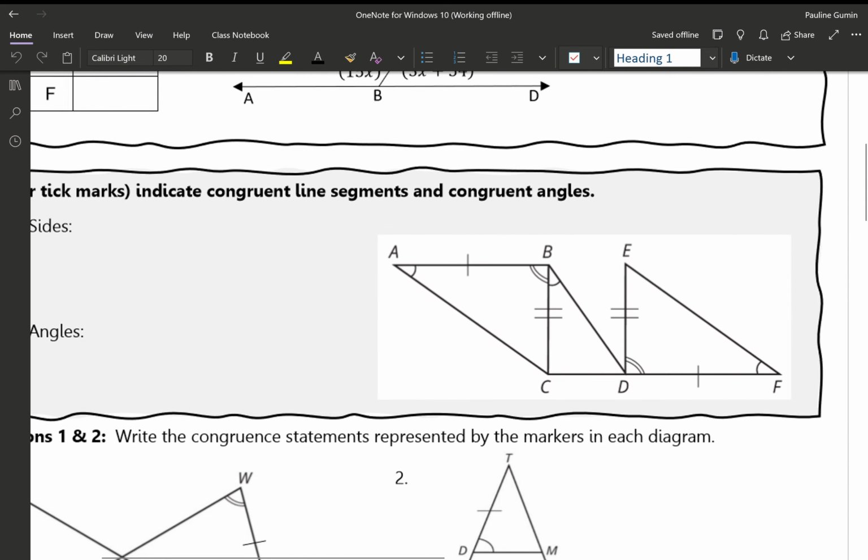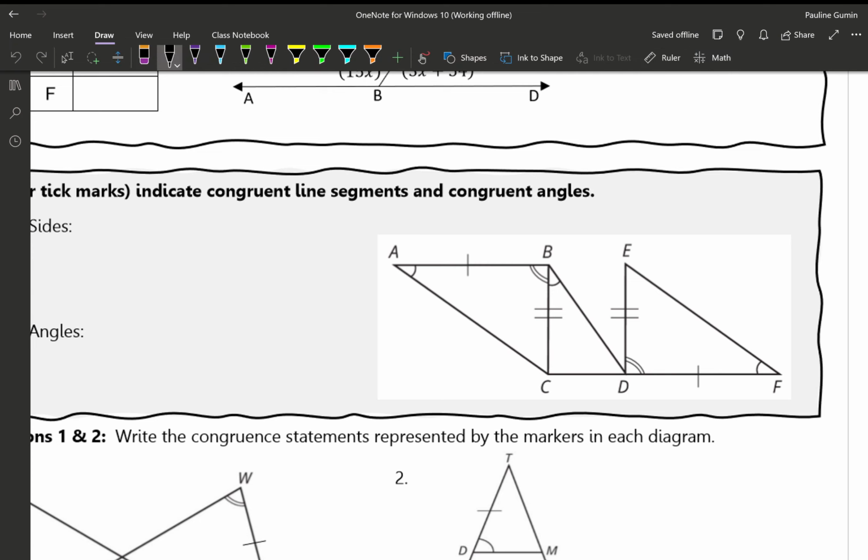Notice that sides are marked with lines, those kind of tick marks, and angles are marked with a little curve. Notice that one side has one tick mark and a different side has two. One angle has one marker that's like a half circle, and another one has two. And that is the way we differentiate different sides and different angles.